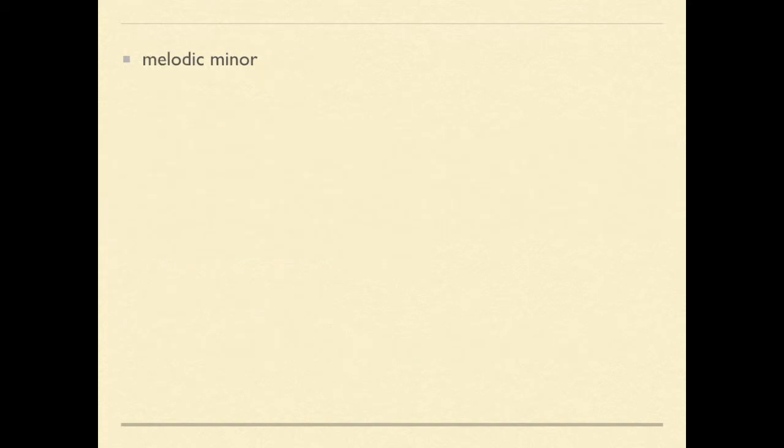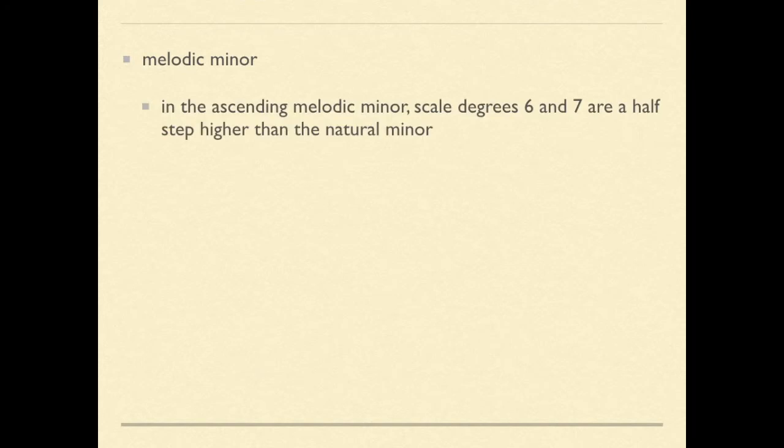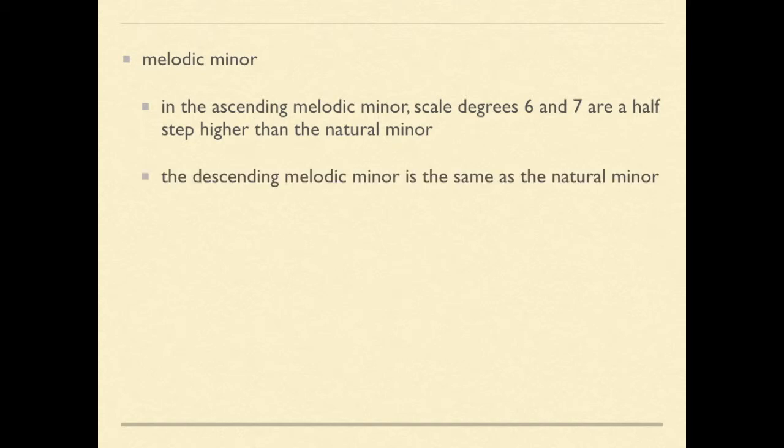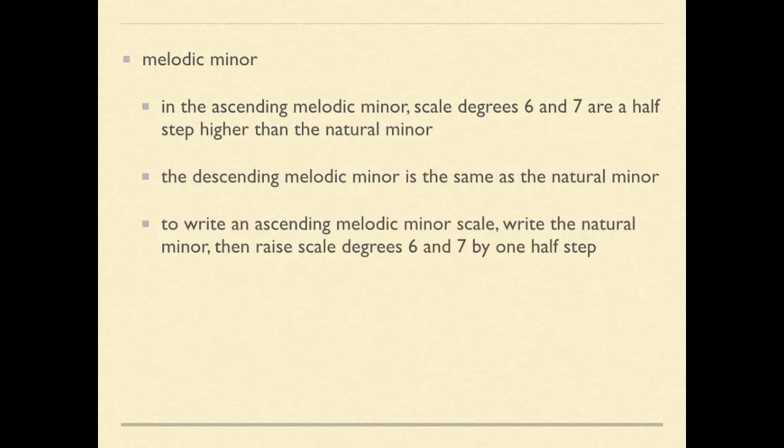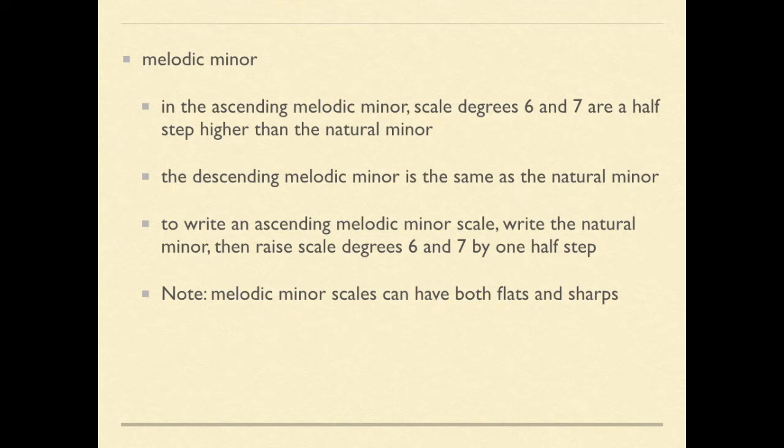Now let's talk about the final minor scale, the melodic minor. The melodic minor is different ascending and descending. So in the ascending melodic minor, scale degrees 6 and 7 are a half step higher than the natural minor. The descending melodic minor is the same as the natural minor. To write an ascending melodic minor scale, you simply write the natural minor, then raise scale degrees 6 and 7 by 1/2 step. Just like the harmonic minor, melodic minor scales can have both flats and sharps.